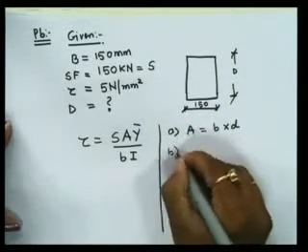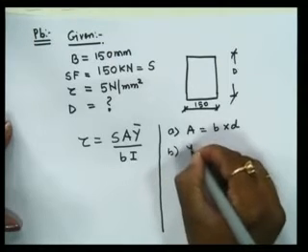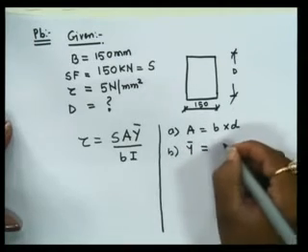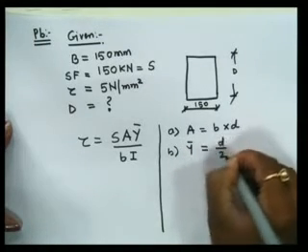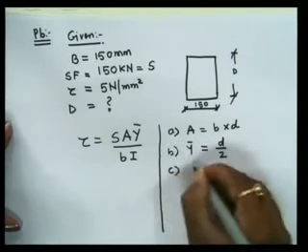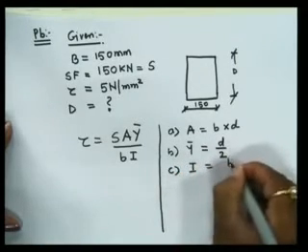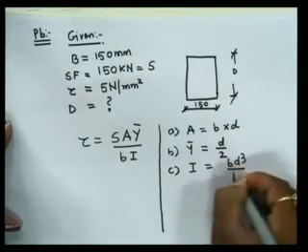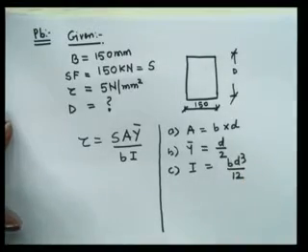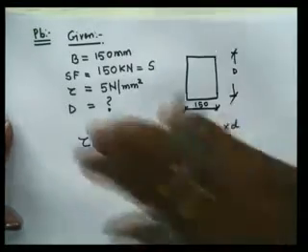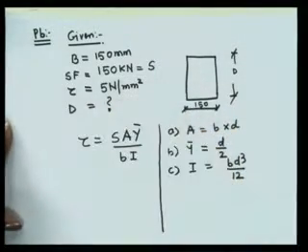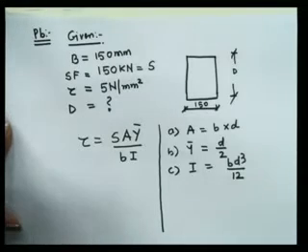Second, we have to find out the value of y bar. What is the value of y bar? D by 2. Then I. What is I? B D cube by 12. So I can find out all these values and substitute them over here. This is one way of solving the problem.